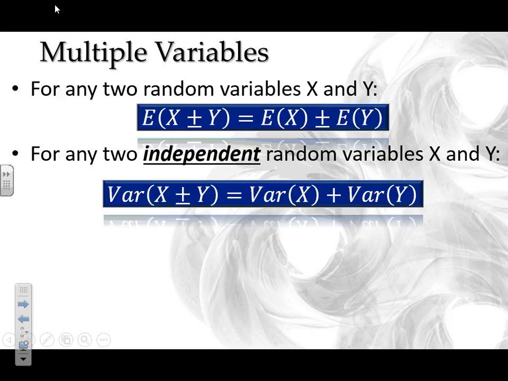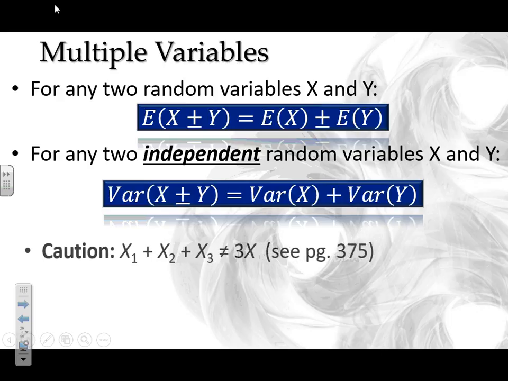You got to be very careful with it. Whether you add or subtract, variance is always add. Once you have your variance, take the square root, you get your standard deviation. And you can never, ever add standard deviations. You have to convert to variance first, then convert back.